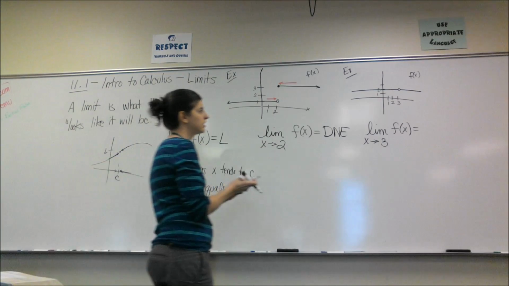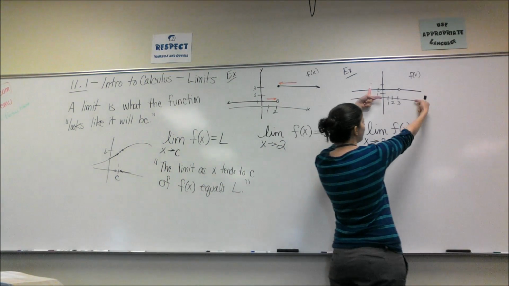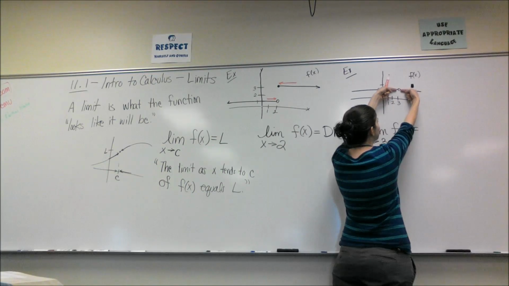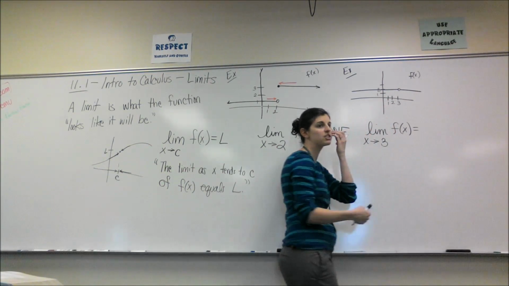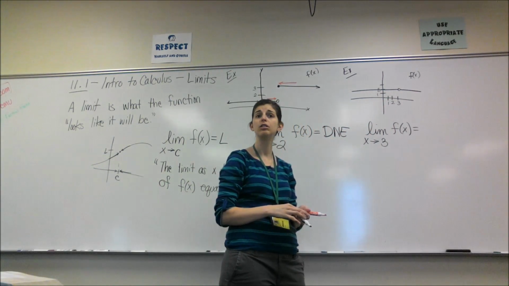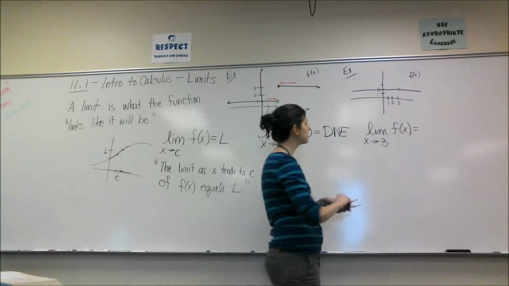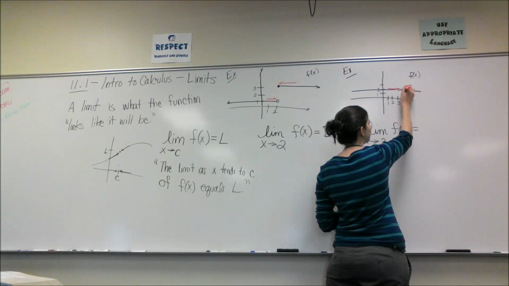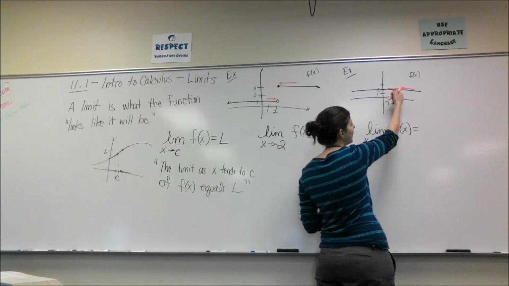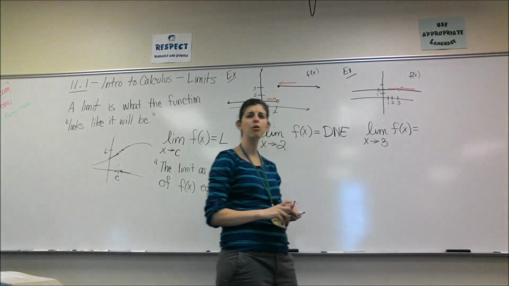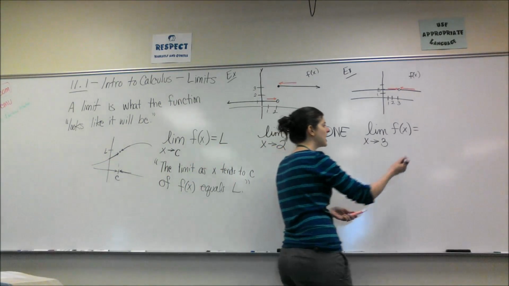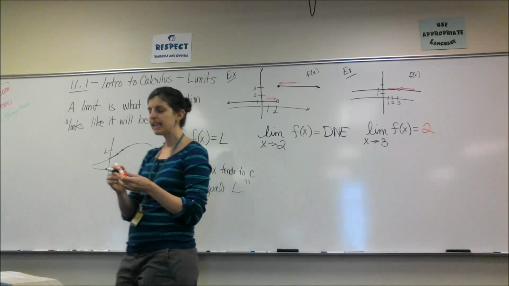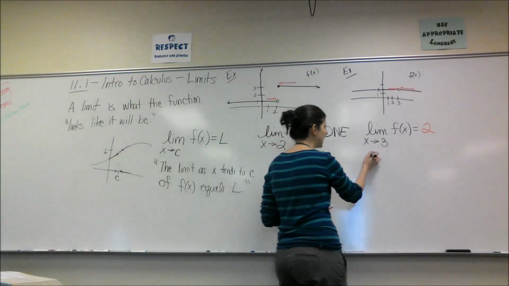So here we go. As your x values approach 3 from both sides, what does your function height do? It approaches 2. Look at that. As your x value goes toward 3, your y value is approaching the height of 2. In fact, it was 2 all the way along. Now, is the function height actually 2? Is f of 3 equal to 2?